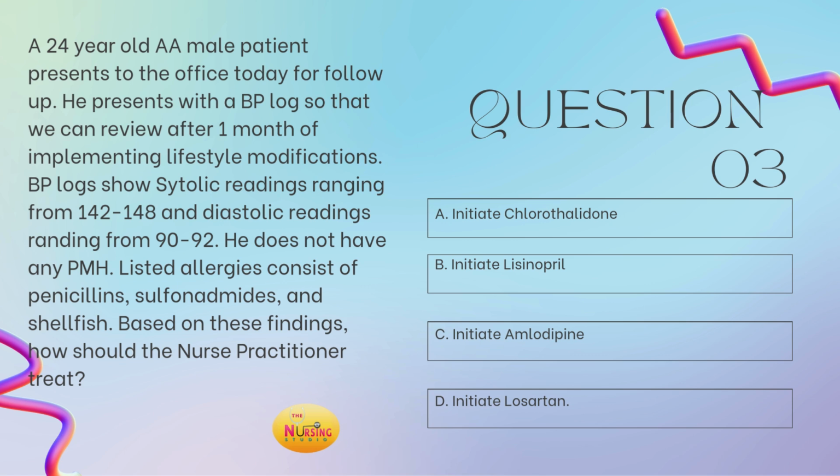But let's see if we need to consider anything else. So he doesn't have a past medical history. All right, good. He does have some allergies: penicillin, sulfonamides, and shellfish. All right, so let's see what we have. Do we want to initiate chlorothalidone? Remember your starting 4. He doesn't have past medical histories, and we could go with chlorothalidone because our thiazide is the captain, it's the top of the starting 4 on our first line therapy for blood pressure, right? But pay attention to the allergies. He has an allergy to sulfonamides. Remember, if they have a sulfur allergy, you don't want to give thiazides.